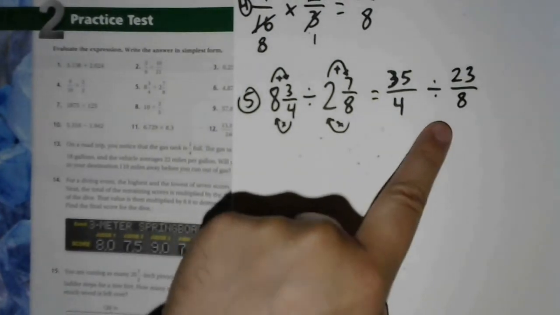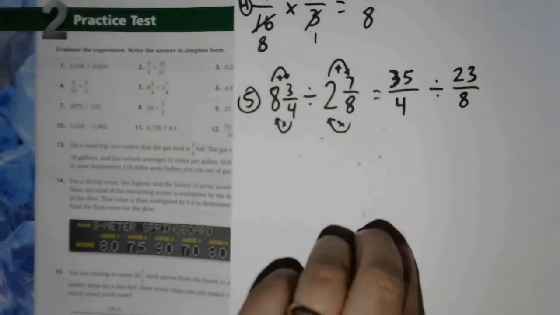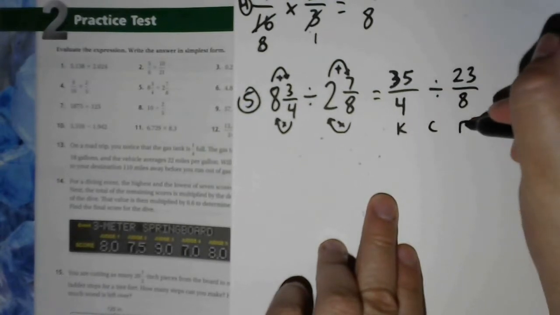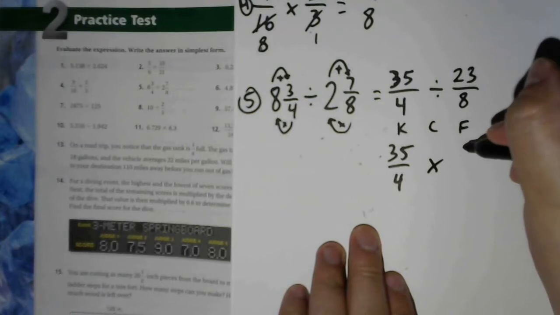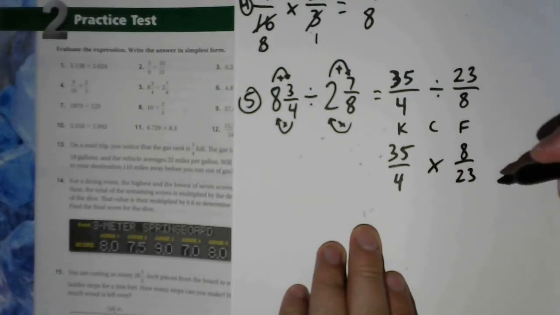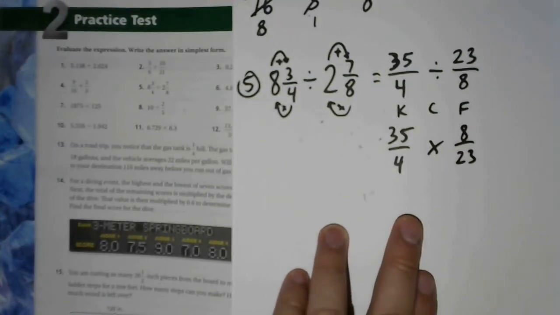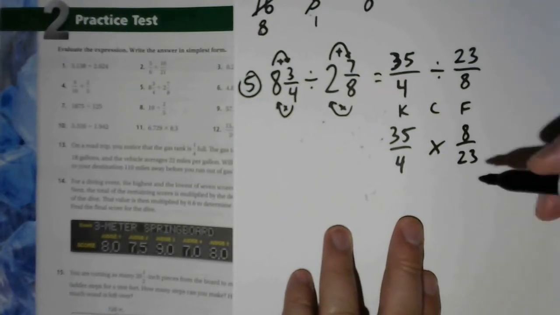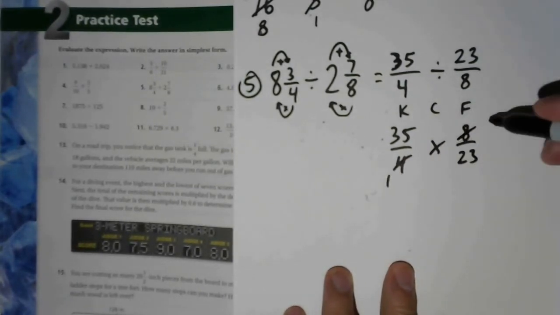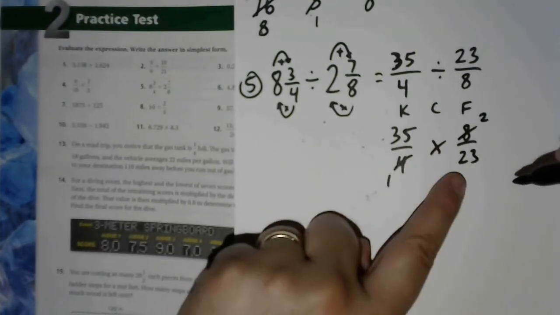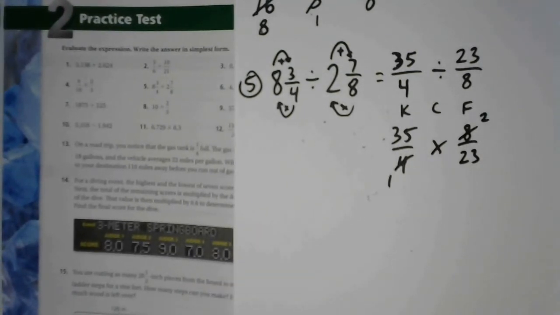So I've got a division now with fractions, so I keep, change, flip. I'm going to keep 35 fourths. I'm going to multiply, and I have 8 23rds. Again, now I can cross simplify if I'm able to. Well, 4 and 8 obviously have a common factor of 4. 4 divided by 4 is 1. 8 divided by 4 is 2. 35 and 23, I'm really scratching my head on this one. I don't think they have any common factors. So I'm going to leave them alone.